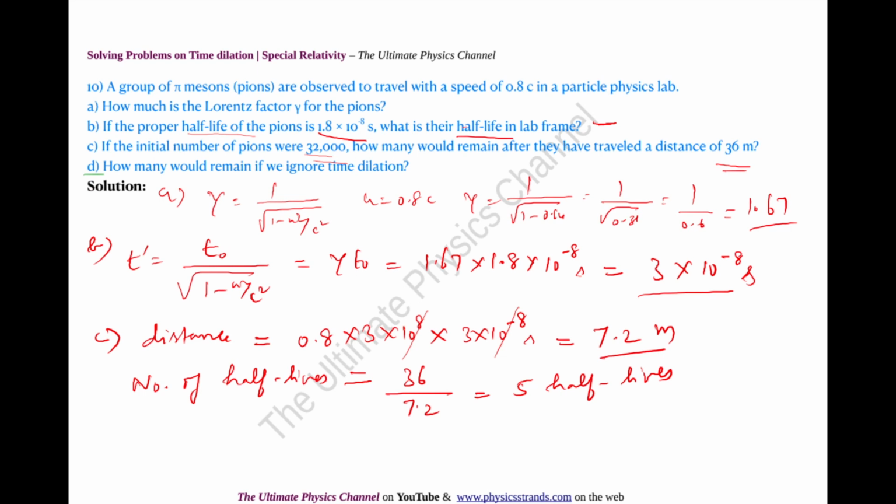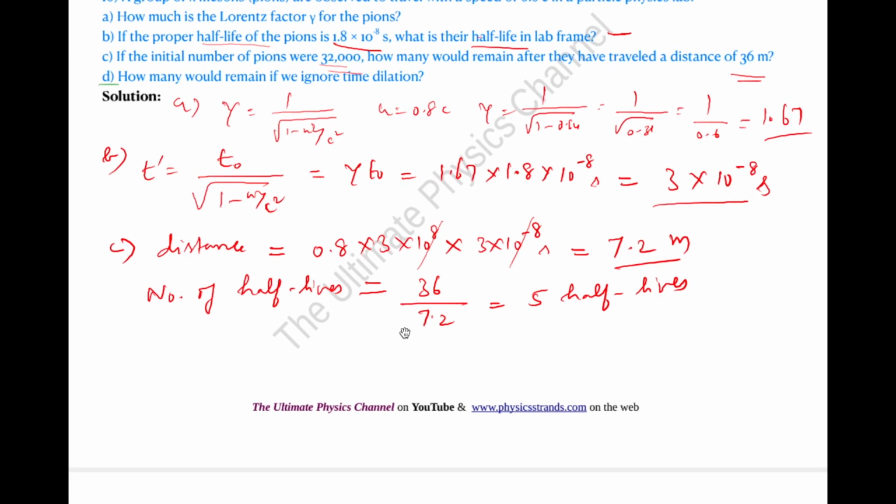And therefore, how many would have decayed during this time? Because if the initial number was 32,000, we have to see how many would decay. So let me go to this page. For that, what equation do we have to use? We know that it is a radioactive decay equation. So the number at the present time is equal to the initial number N naught times e to the power minus the decay constant lambda times t. Isn't it? This is the equation.